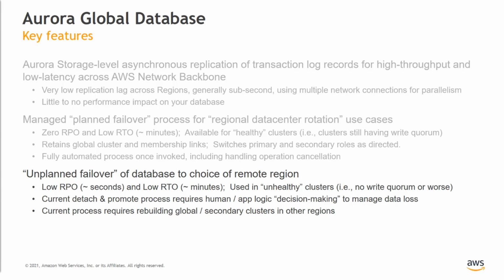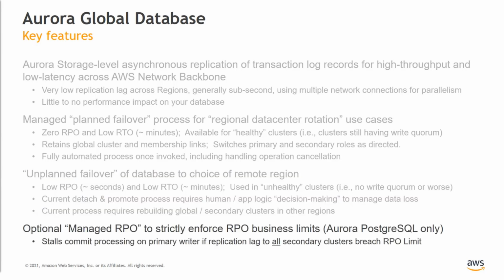So lots of capabilities to improve resilience across regions. We also have, at least in the Aurora Postgres capability, something we call managed RPO, which strictly enforces it. So if you as a business say, I cannot lose any more than 20 seconds worth of data, we can put a limit on that to ensure that that will never happen. It does stall commit processing on the primary, but it is most useful for those regulatory environments that have very strict regulatory rules that need to be enforced.